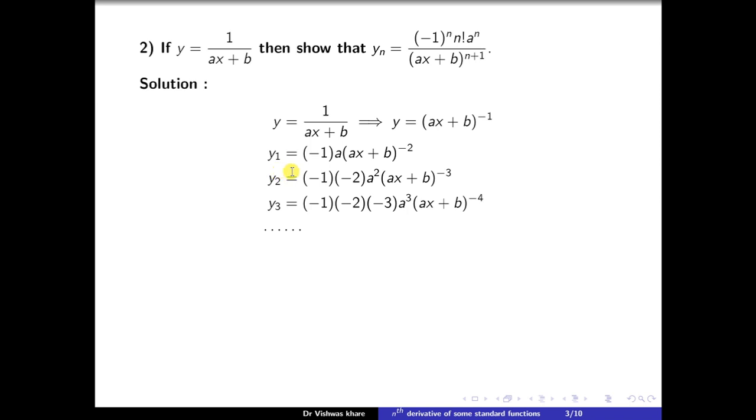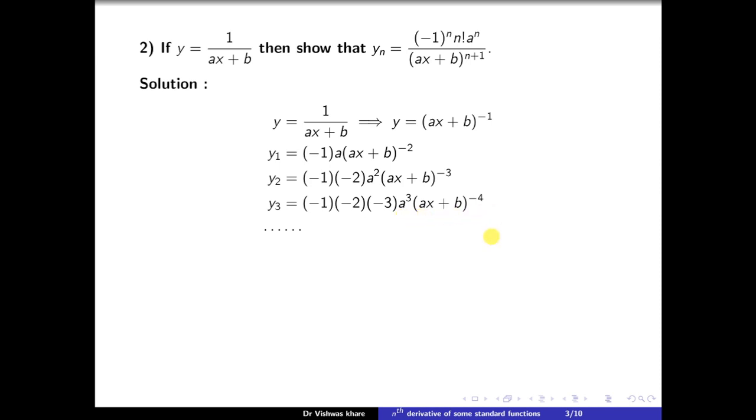Finding the first derivative with respect to x, it gives y1 is equal to minus 1 (ax plus b) to the power minus 2, and further the derivative of ax plus b gives the value a. Similarly, taking the second derivative, we get y2 is equal to (minus 1)(minus 2) a to the power 2 (ax plus b) to the power minus 3. Now just see the pattern. y3 becomes (minus 1)(minus 2)(minus 3) a cube (ax plus b) to the power minus 4.